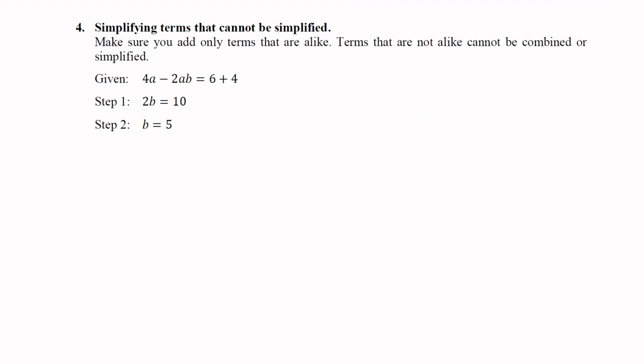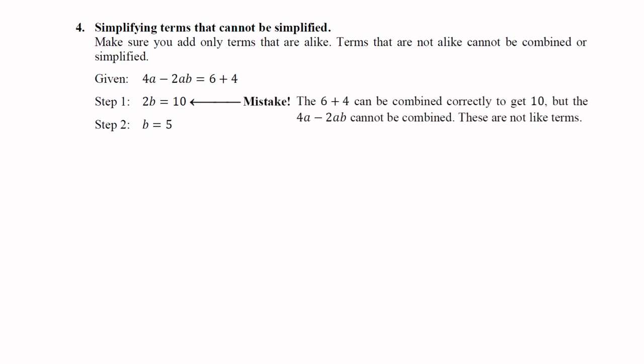Number 4, simplifying terms that cannot be simplified. You want to make sure that you add only terms that are alike. Terms that are not alike cannot be combined or simplified. So in the given here, we have 4a minus 2ab equals 6 plus 4. Our mistake is in step 1 because 6 plus 4 can be combined correctly to get 10, but on the left-hand side, 4a and negative 2ab cannot be combined because they are not like terms.